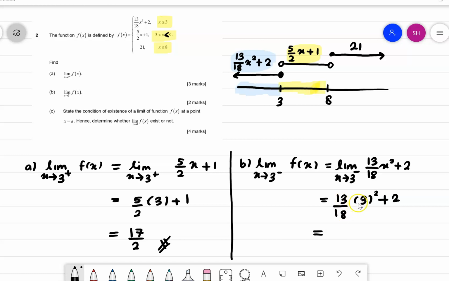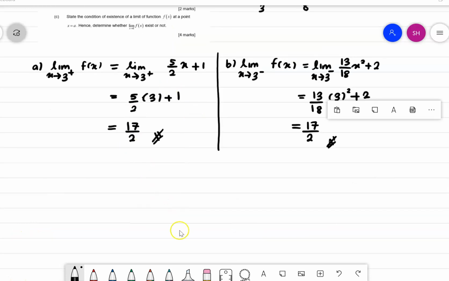Okay, substitute x with 3 inside the function. 13 over 18 times 3 squared plus 2, you get 17 over 2 as well. Okay, that means limit of f(x) as x approach 3 from left is equal to 17 over 2.